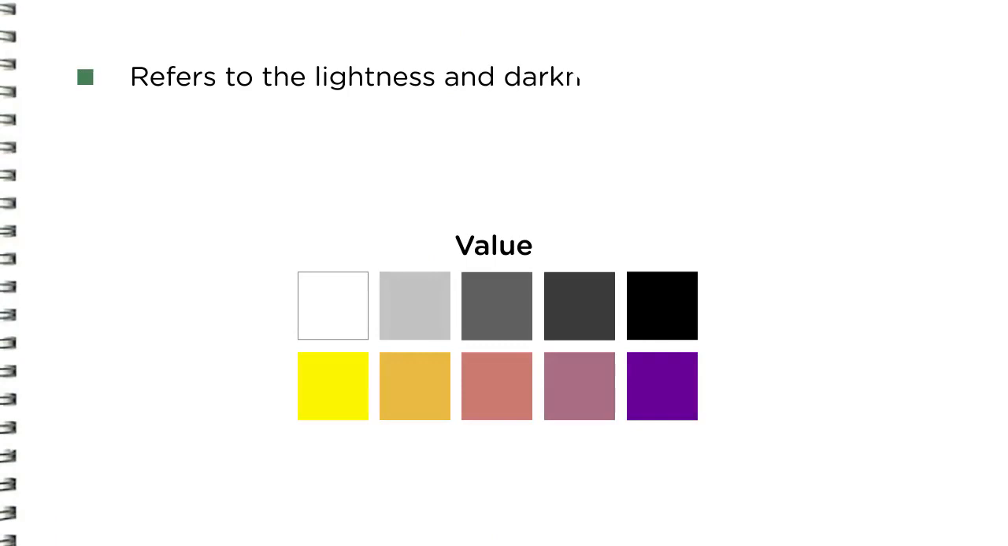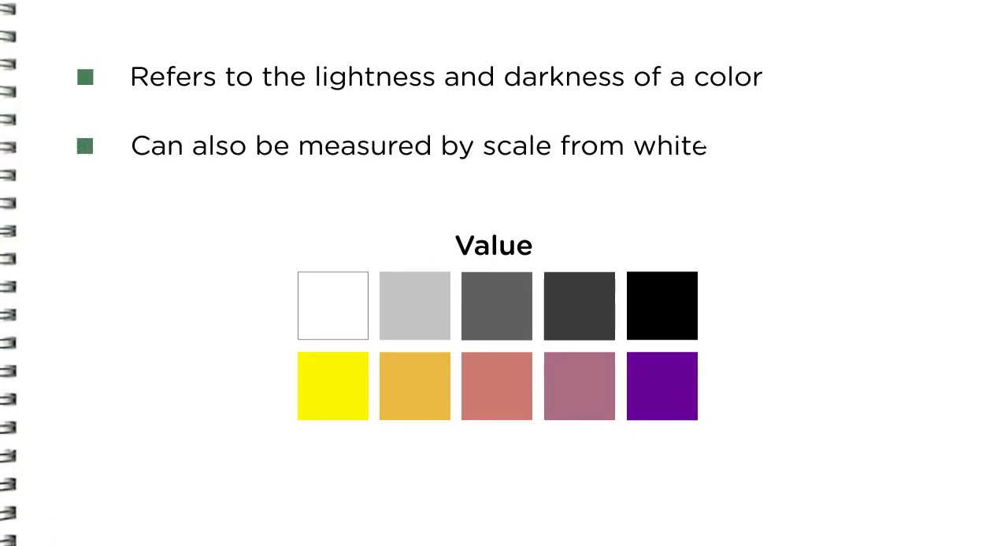Our last measurement of color is value. Value refers to the lightness and darkness of a color. Value can also be measured by scale, from white to black, thus shades of gray between. The comparison of shades is the indicator of measurement and determines the value. Value comparisons are different than color comparisons.